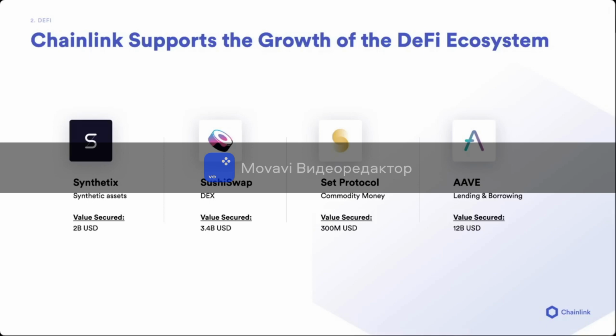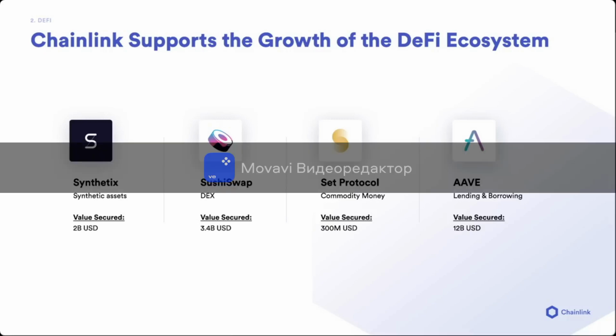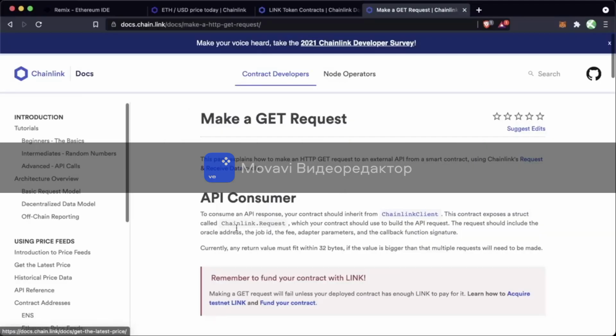SushiSwap for leveraging trades, Set Protocol, commodity money, Aave for understanding the price of an underlying collateral. Now, this is an example of an out-of-the-box decentralized solution that's already been packaged in a decentralized manner for you to consume and for you to use. This makes going to production 1,000 times easier than building everything yourself.